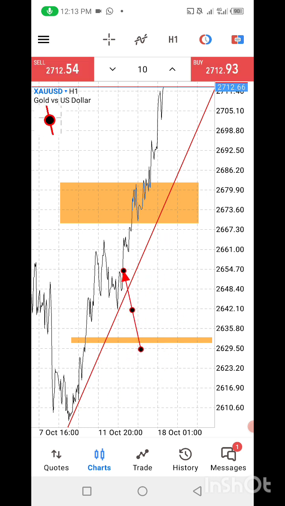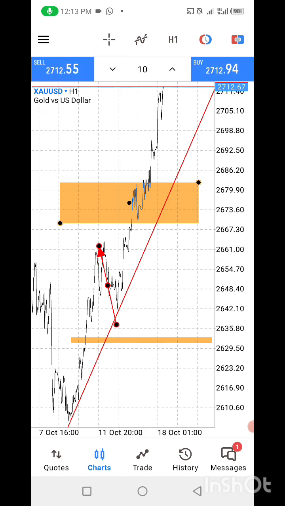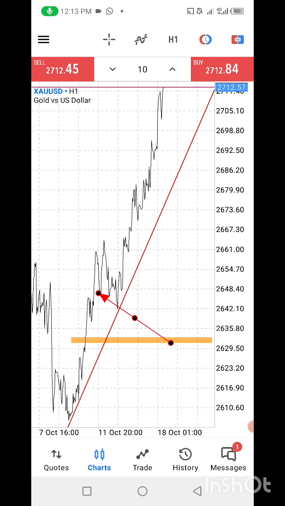Okay, so you see it's working, that you can actually wait for a retracement. Like what I'm teaching here is how to get the opportunity the retracement is giving to you.